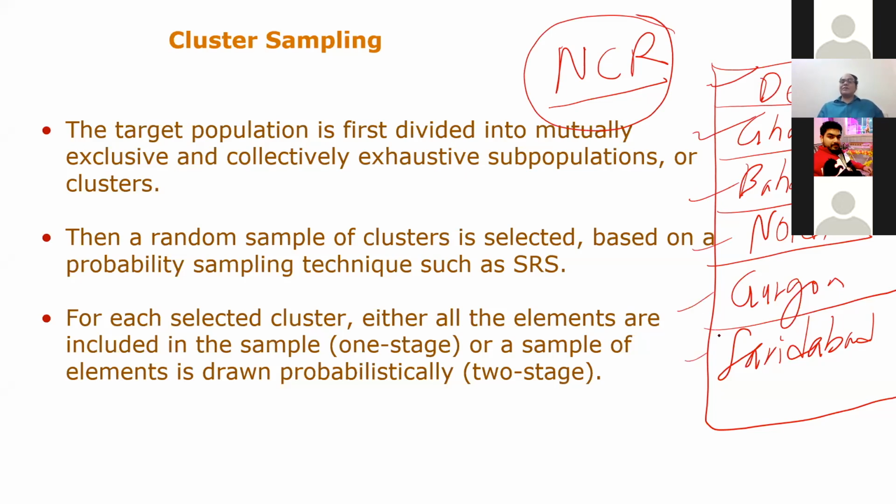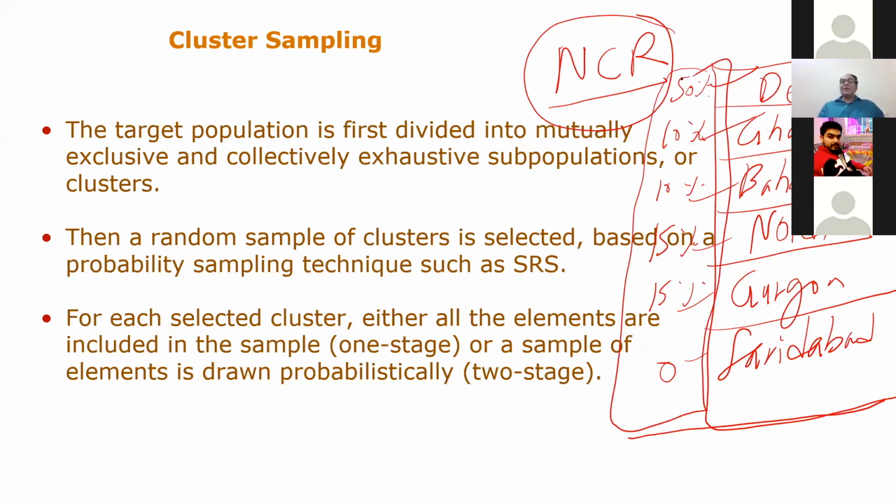These are the clusters, and then you decide on the basis of proportion that 50% of the data we collect from Delhi, 10% from Ghaziabad, 10% from Bahadurgarh, 15% from Noida, 15% from Gurgaon, and what is left, nothing is left, 0%. My calculation is wrong, but we decided like this. If we use this kind of criteria for sampling, this is known as the cluster sampling method.